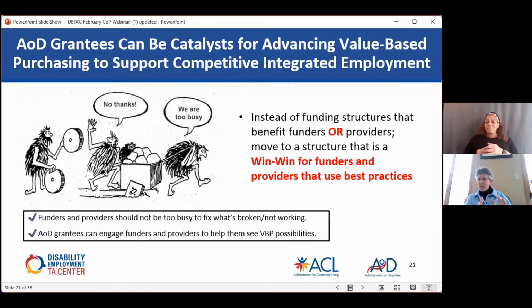My last slide, one of my favorite cartoons. Sometimes really good ideas don't happen purely because people say they don't have time. I think AOD grantees can be incredible advocates to get both funders and providers focused on fixing what's not working and looking at the ideas that are out there that do work to create more fair funding structures that benefit both provider and funder equally, creates a win-win situation to move competitive integrated employment forward for people with disabilities.